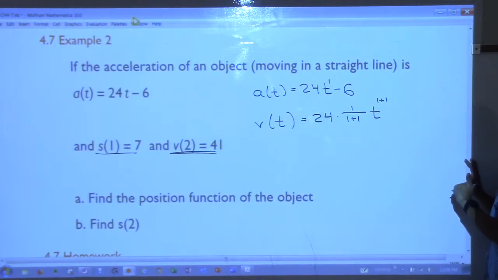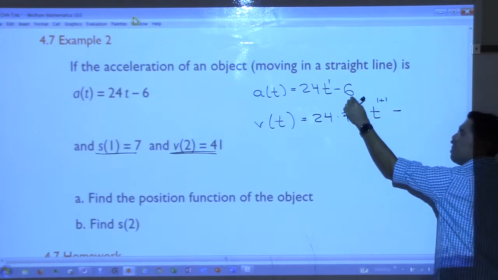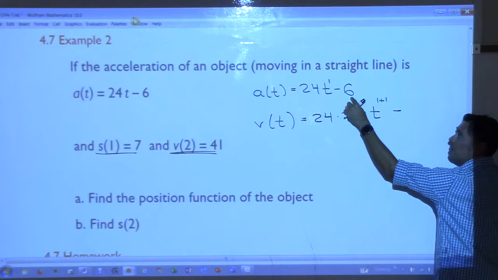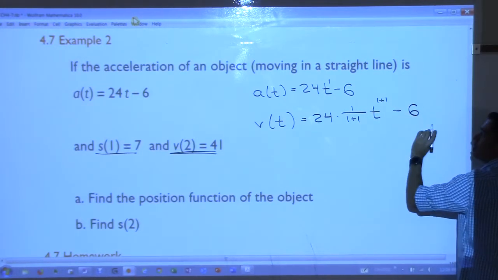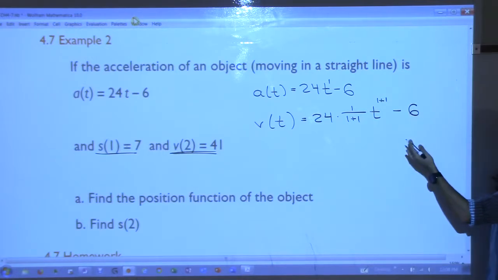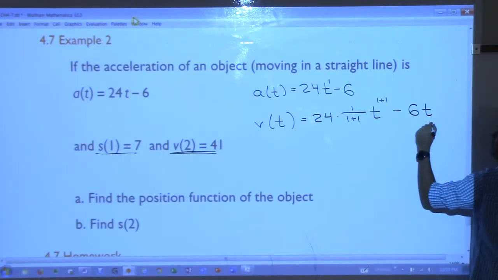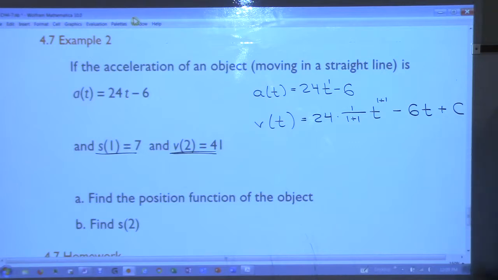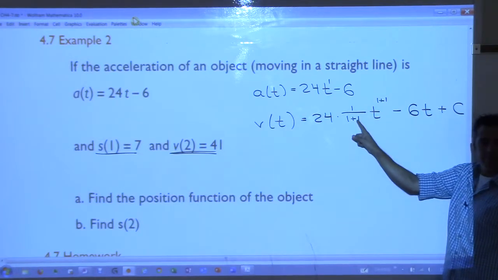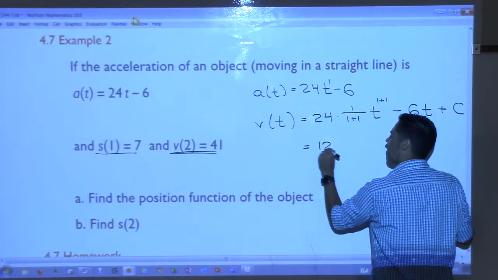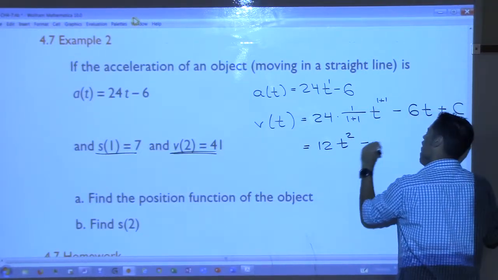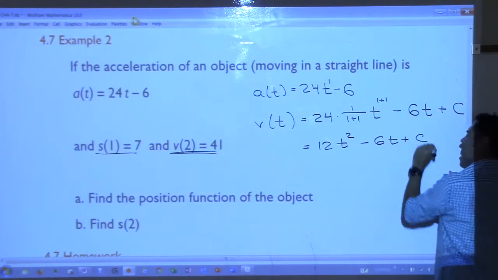Okay, I agree. And then minus, what's the antiderivative of 6? 6t, because we're using the variable t. And then plus some constant. All right, so this is really 1/2, right? Half of 24 is 12. 12t squared minus 6t plus c.